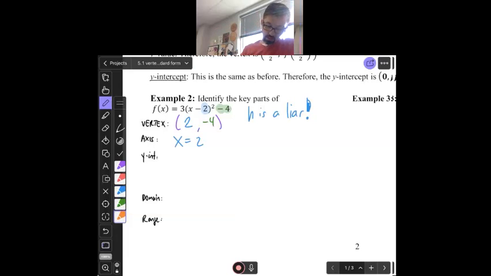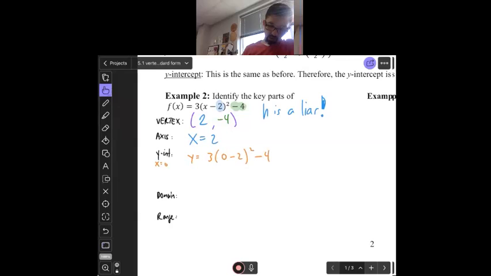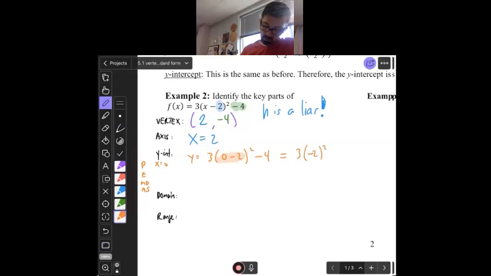Y-intercept, that means we know that x is equal to 0. So I'm just going to say that y equals 3 times (0 minus 2) squared minus 4. And then you just simplify that down, okay? Since we're simplifying, that means we're looking at PEMDAS. So inside your parentheses first, which means that we're looking at 3 times negative 2 squared minus 4. And then we go to exponents next.